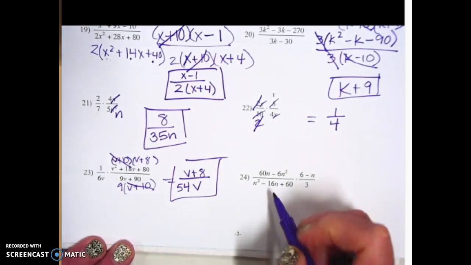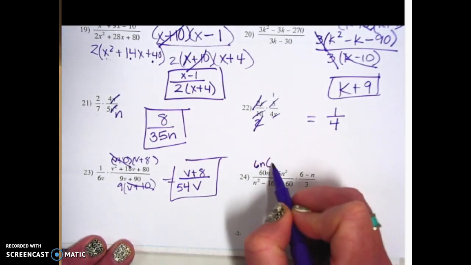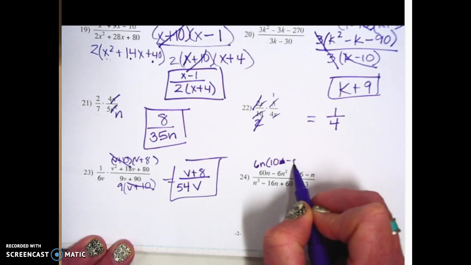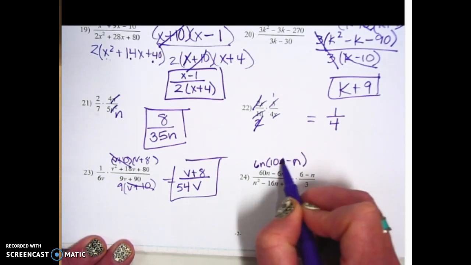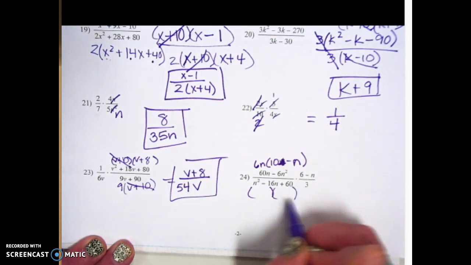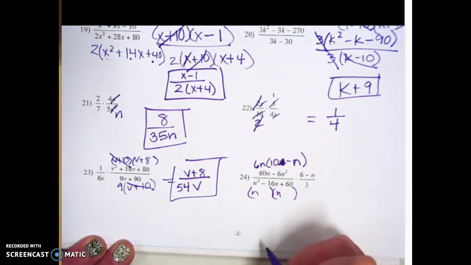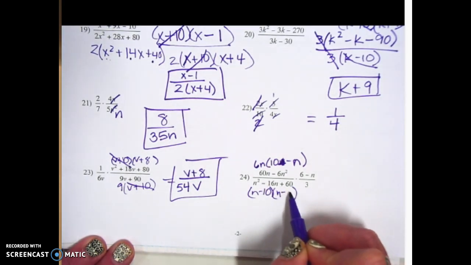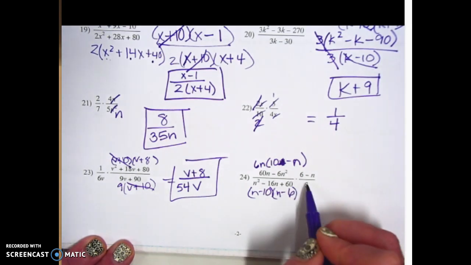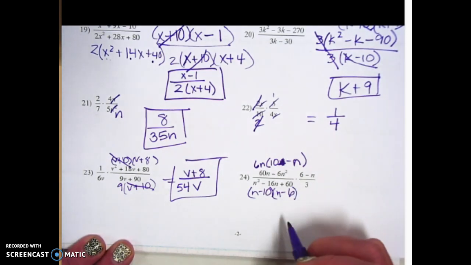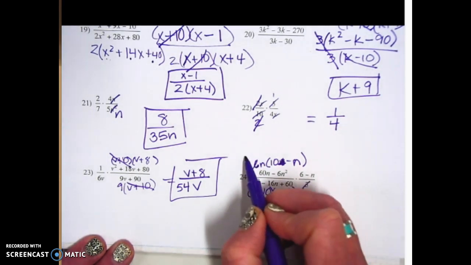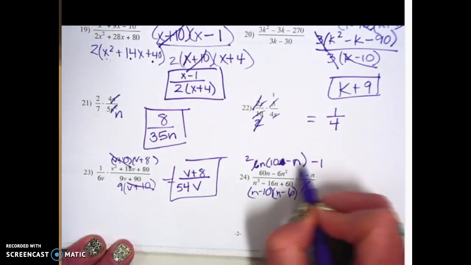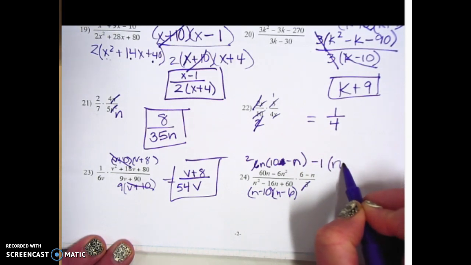Number 24, I see a GCF of 6N. So I've got 10N minus, or 10 minus N. No N there. And then this factors to N and N, what multiplies to get 60, but adds or subtracts to get negative 16, that'd be negative 10, and negative 6. And I've got a 6 minus N, so I need to factor out a negative 1. So, but first I'm going to reduce that 3 and the 6 to 2.